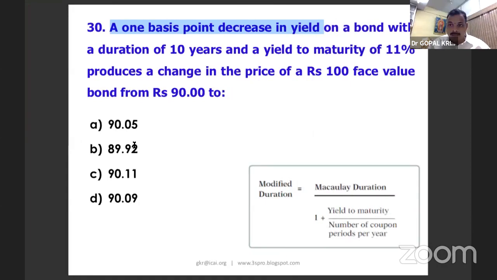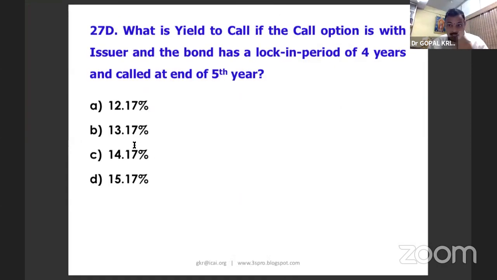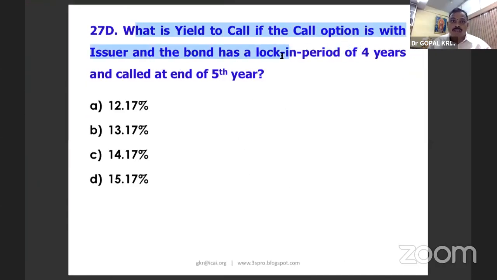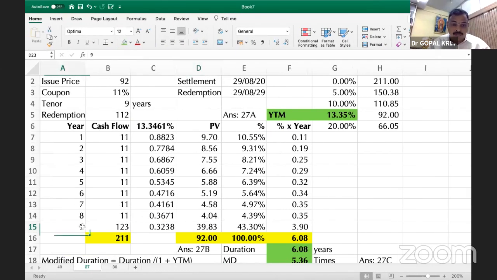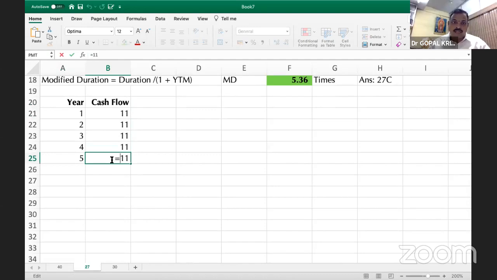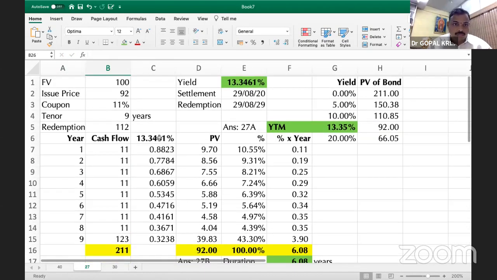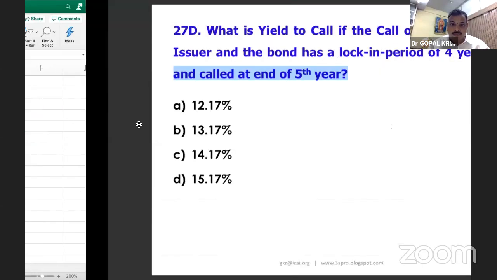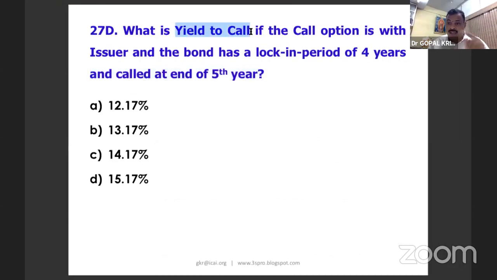So now let me take you to the next part, 27B, yield to call. Now, what is yield to call? If the call option is with the issuer, the bond has a lock-in period of 4 years and is called at the end of the 5th year. It is not redeemed at the 9th year, it is redeemed at the 5th year. So then 5 years I will take. At the end of the 5th year, I redeem 112 plus 100. Now, if I find the yield to maturity for this, it is called yield to call. Yield to call is yield to maturity only up to the end of the 5th year.